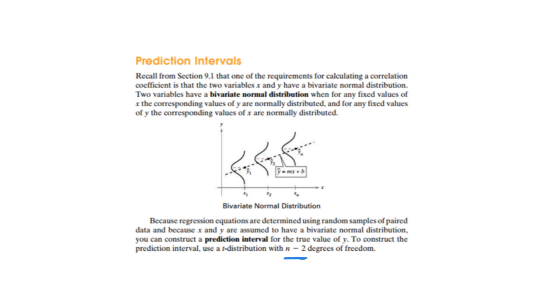So we're going to construct this prediction interval. We're going to use a t-distribution. Now, actually, StatCrunch is going to take care of that for us inside of the regression part of StatCrunch. But we do have to remember, in case we're asked, that the degrees of freedom is n minus 2. So sample size minus 2.